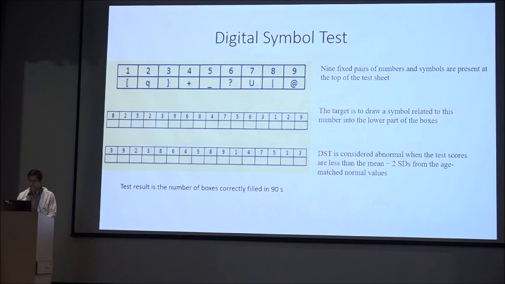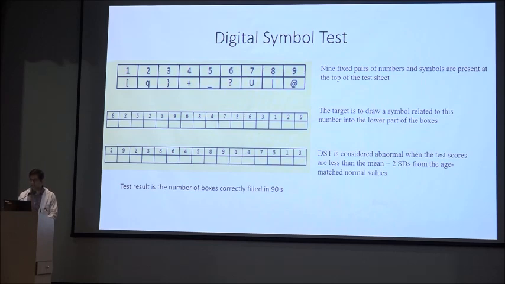The digital symbol test is basically 9 pairs of numbers and symbols that are present at the top of the chart, as you can see here. And the target is to draw a symbol which is related to the number in the lower portion. So right here, if you can see here, this is 8, so the symbol would be an I over here. So this is what you ask the patient to do. And again, it is considered abnormal if there are less than 2 standard deviations.